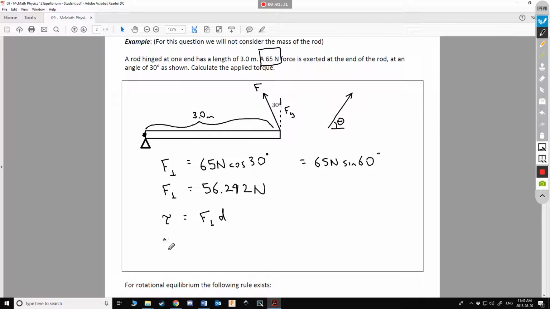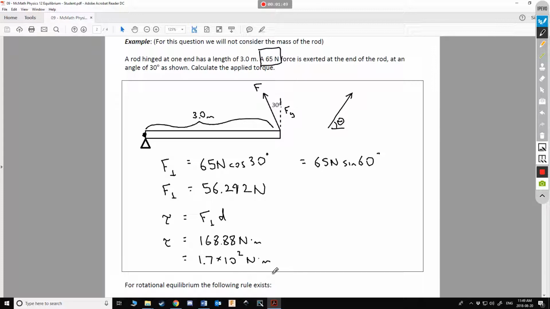And we end up with our torque is equal to 168.88 Newton meters. And rounding that, we have 2 sig figs in those questions, so 1.7 times 10 to the 2 Newton meters.